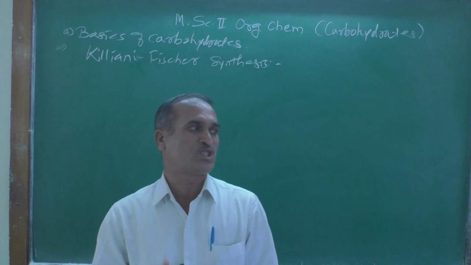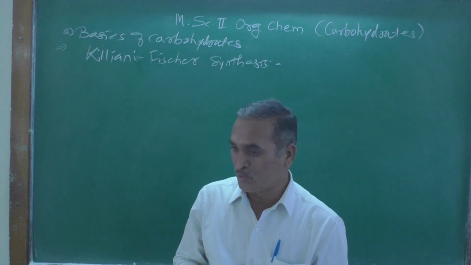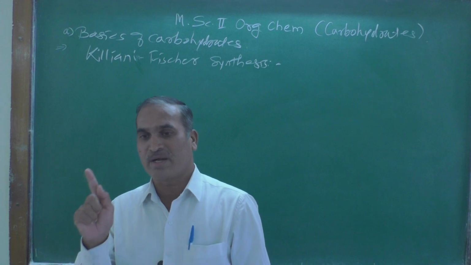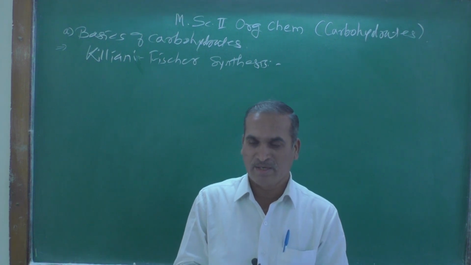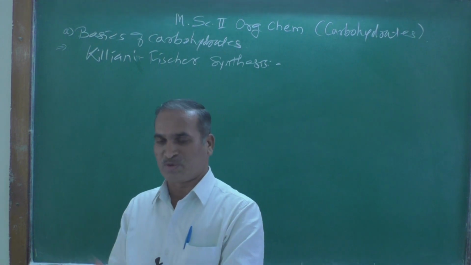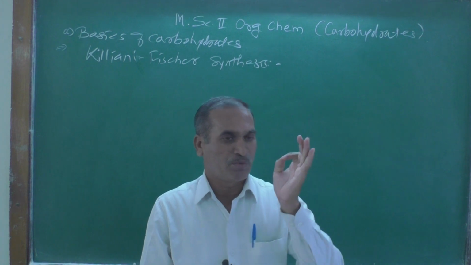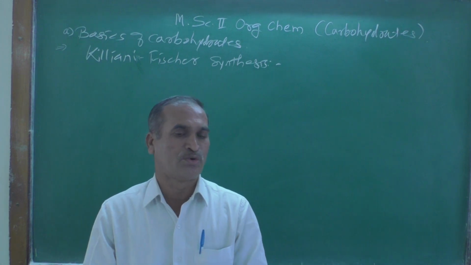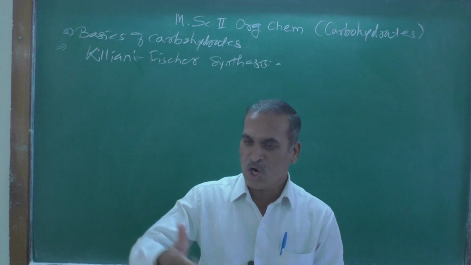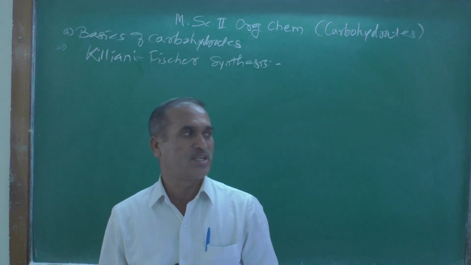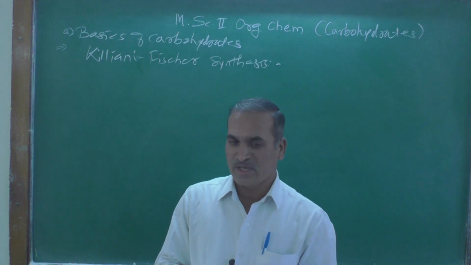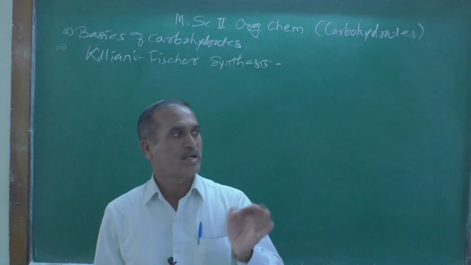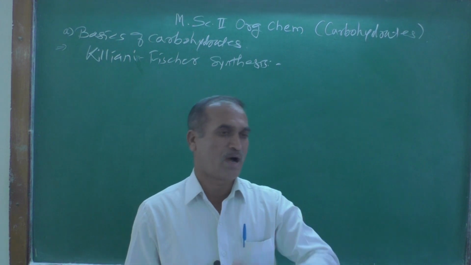L-glyceraldehyde and D-glyceraldehyde are the relative configurations of carbohydrates, and they are designated on the basis of the hydroxy group. First of all, carbohydrates are represented by the Fischer projection formula, and on the basis of that, in glyceraldehyde, if the hydroxy group is present on the right hand side, it is designated as a D configuration. When that hydroxy group is present on the left hand side, it is represented by L configuration.